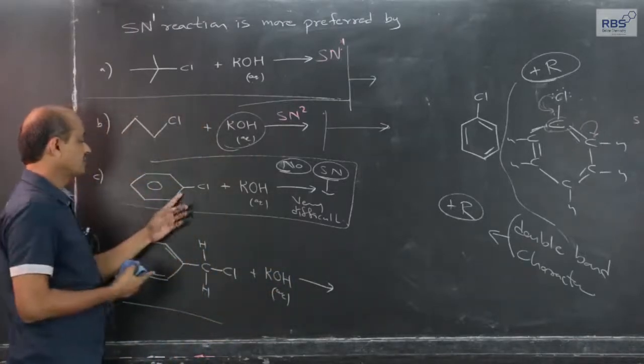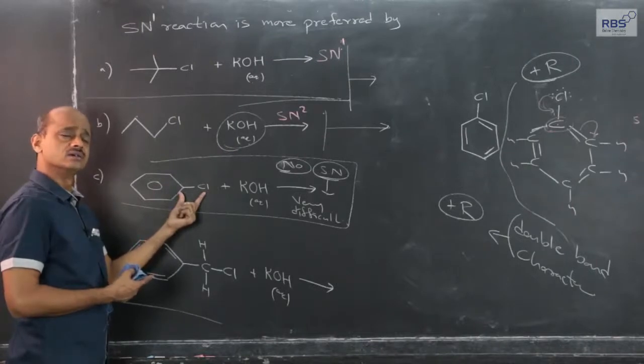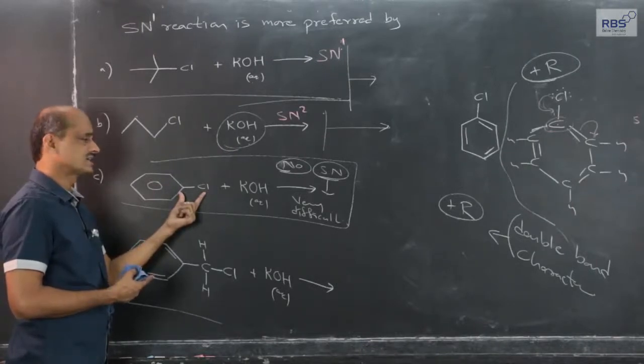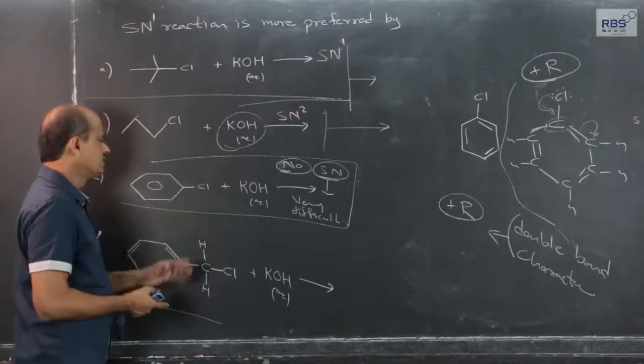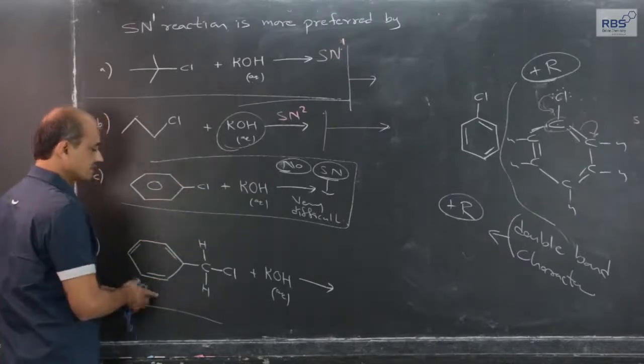Halogen, if it is attached directly to an aromatic carbon, SN reaction is very difficult. To a very small extent, under drastic conditions, SN2 will take place. SN1 is just not possible. Now we will switch here.